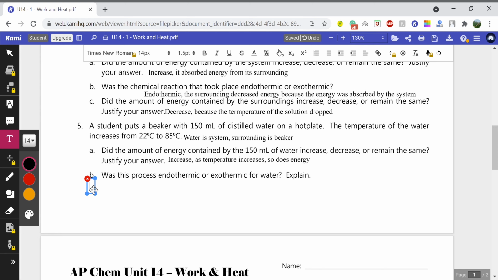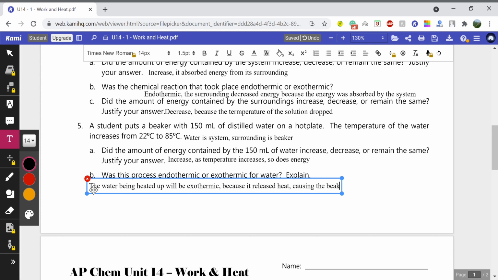So is this endothermic or exothermic? The water being heated up will be exothermic because it released heat, causing the beaker to feel hotter.